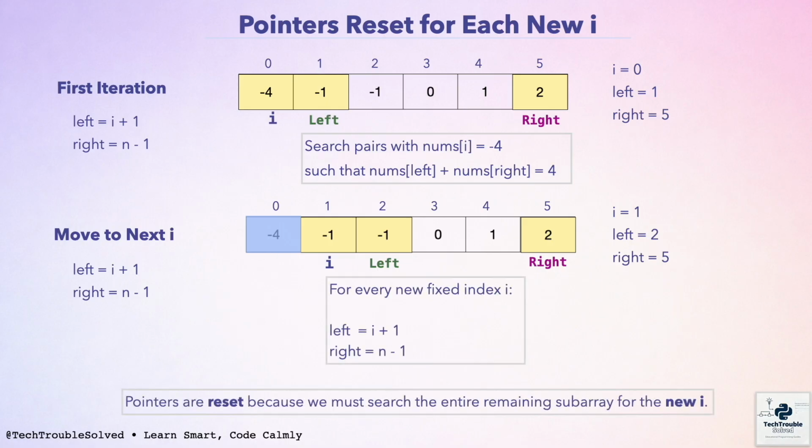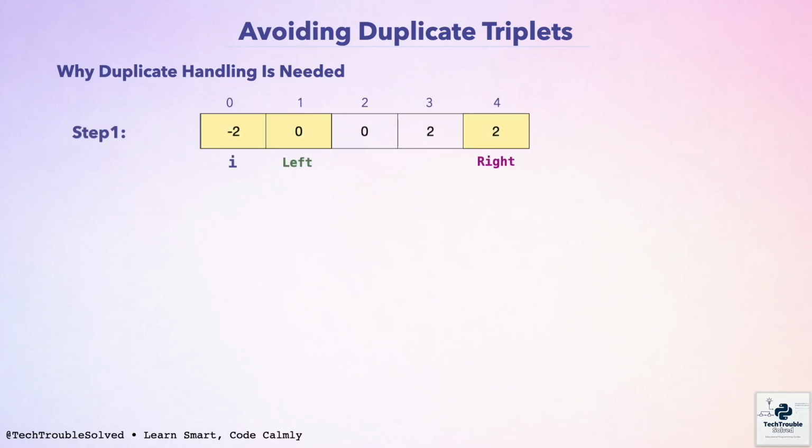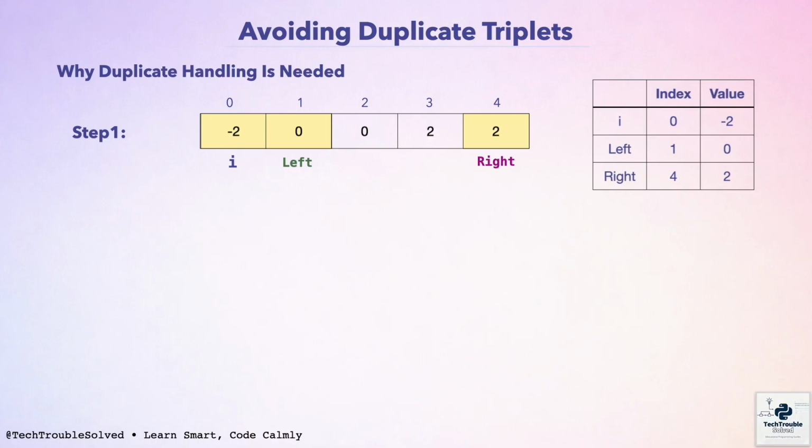In the next step, we will look at another important detail in the three-sum problem: how to avoid duplicate triplets. To clearly understand how duplicate triplets can occur, let's look at another example. Here we have the sorted array -2, 0, 0, 2, 2. Notice that the array contains duplicate zeros and duplicate 2s.